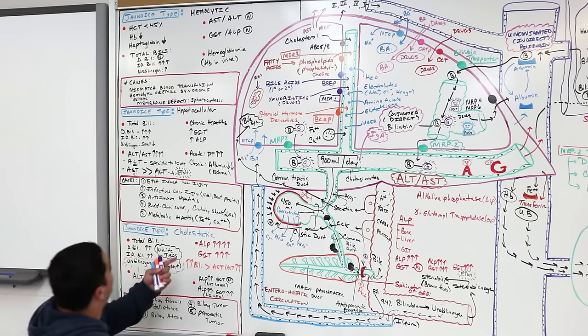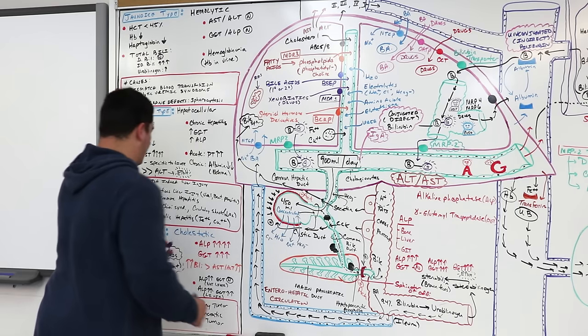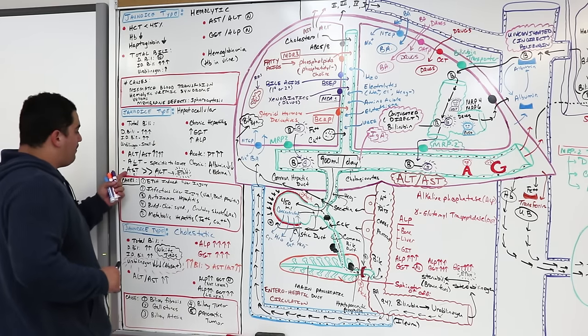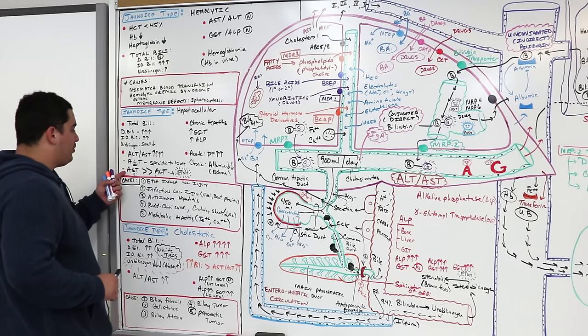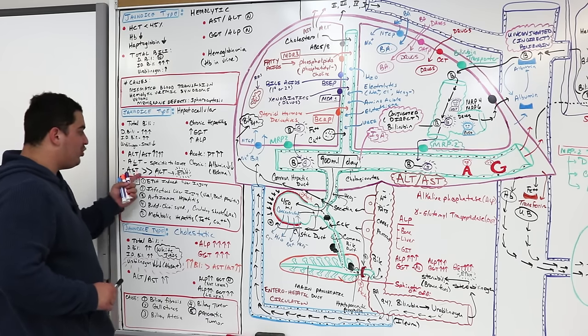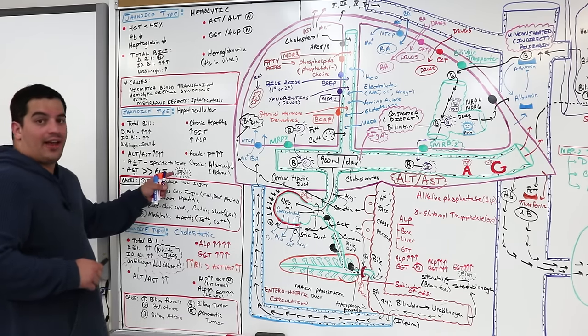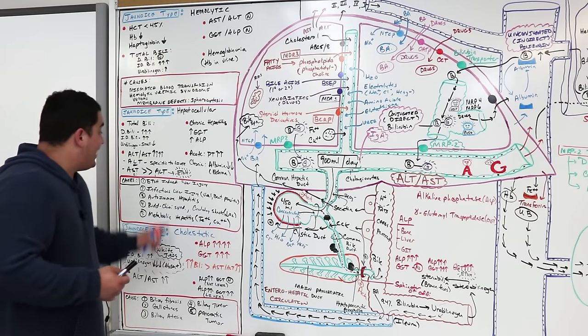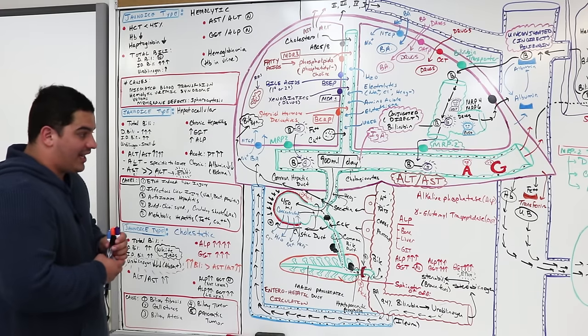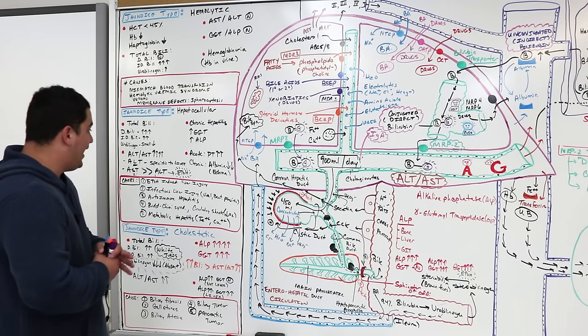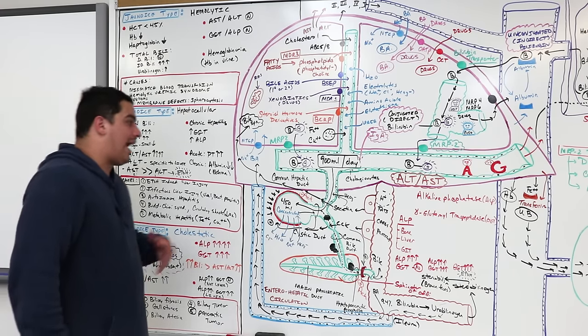And then one more thing to go with this AST and ALT is that, remember, when we said that whenever there's any ethanol-induced injury, AST is usually 2 times greater than the ALT levels, and they're both elevated. That is indicative of ethanol injury. Don't forget that GGT is also an indicator of liver injury due to ethanol or alcohol.